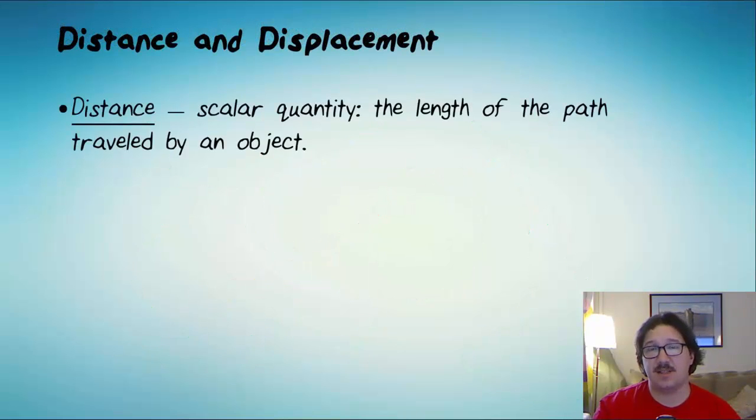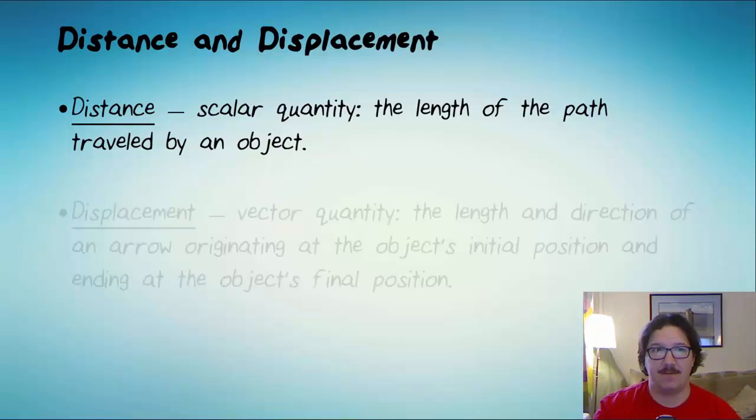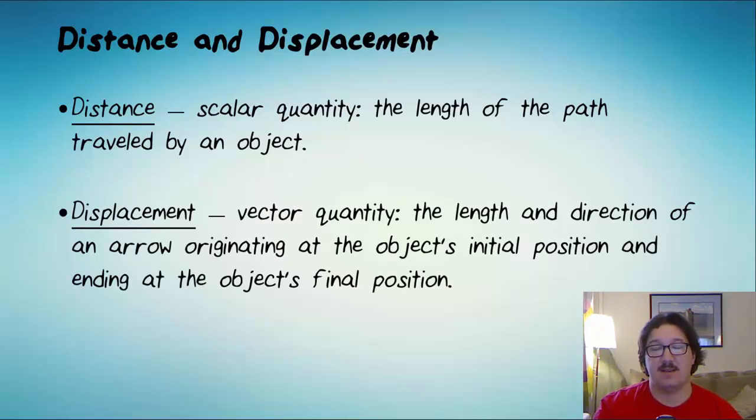Let's define these. The distance is a scalar quantity, and it's the length of the path traveled by an object. The actual path traveled, that green line. Displacement, which is a vector quantity, is the length and direction of an arrow originating at the object's initial position and ending at the object's final position. In other words, it's how far an object is from where it started. Right? Directly in a straight line, how far is it from where it started? And of course, the direction is important.